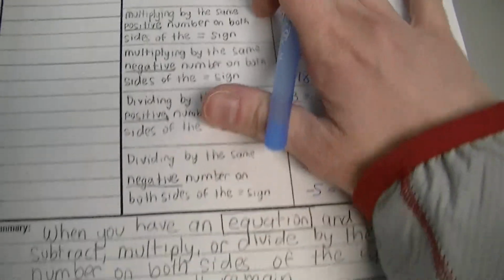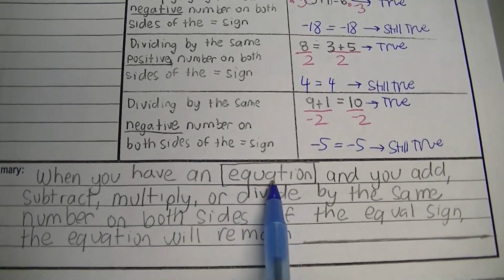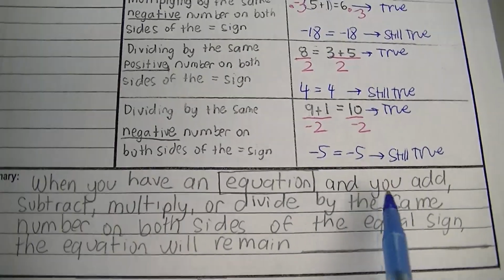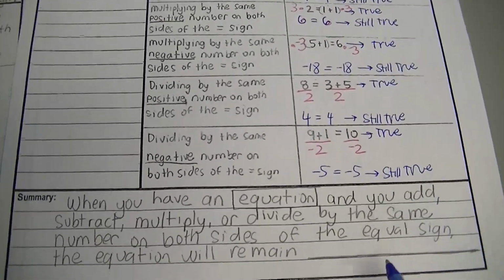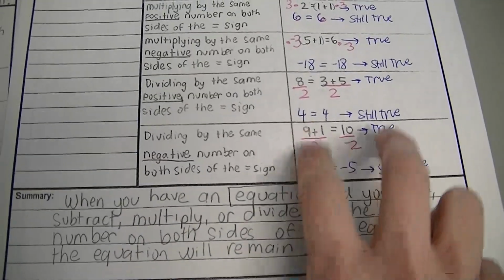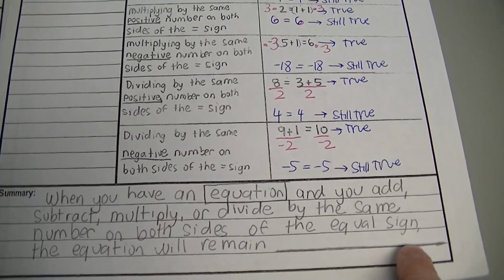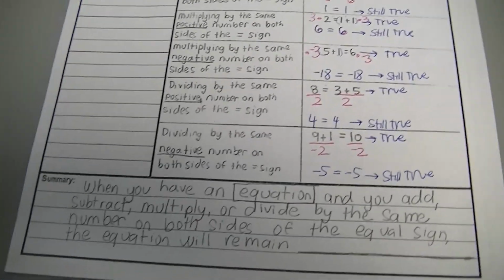So this is all dealing with equations, and so does this little summary down here. I want you to write this down. When you have an equation, again, this front page is about equations, and you add, subtract, multiply, or divide by the same number on both sides of the equal sign, the equation will remain. Think about it. And if you're not sure, reread maybe that top part up here to help you out. Okay, please go ahead and turn over the paper where we're gonna talk about inequalities, okay?